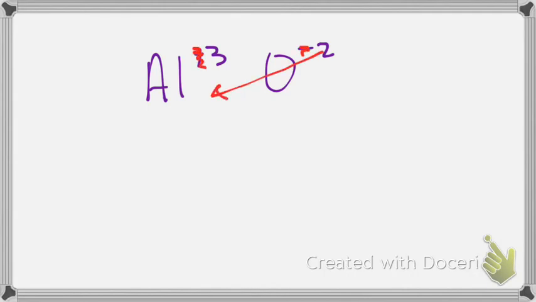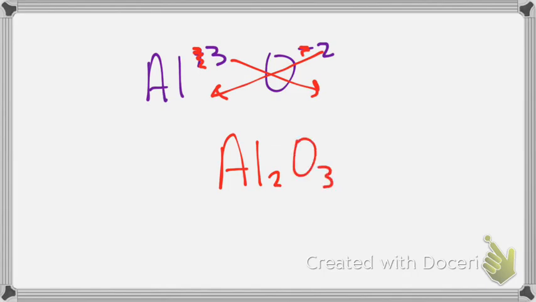Now that you know how to balance charges, I'm going to show you this. Aluminum +3, oxygen -2. This is called the crisscross method. To find the final formula between these two things, we get rid of the charge, we crisscross them down, and it leaves me with Al2O3. What? Whoa. That's insane.